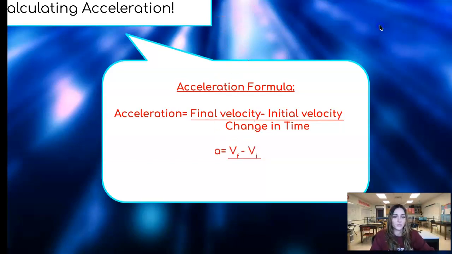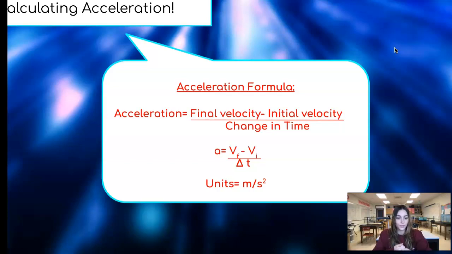We'll write this out using our abbreviations. We see that the formula is a equals vf minus vi divided by delta t, delta meaning change. This is how you will most commonly see the formula written out. And the units for acceleration: if you look at your formula, you will see that I have a velocity on top and a time at the bottom. That is a meter per second over a second, which leaves me with meters per second squared, which are the units for acceleration.